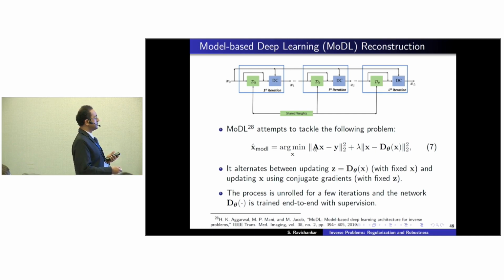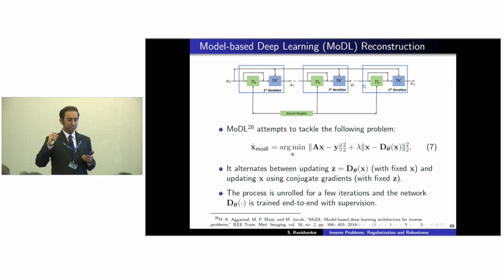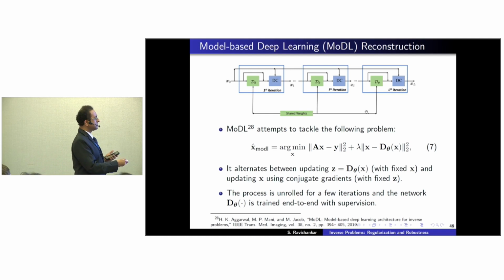There's a least squares data fidelity term and a regularizer. This regularizer is just trying to have a network that auto-encodes the image. So it's an auto-encoding kind of regularizer. And so this reconstruction depends on the weights of this network d theta. What is done in MODL is an alternating minimization, where you introduce a pseudo variable z, which is the output of the network.